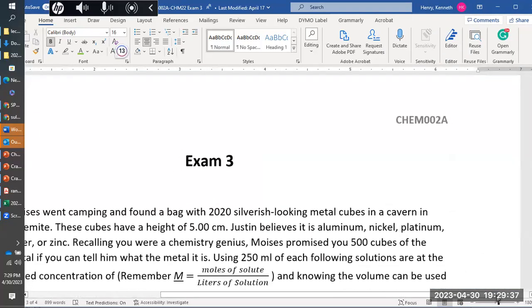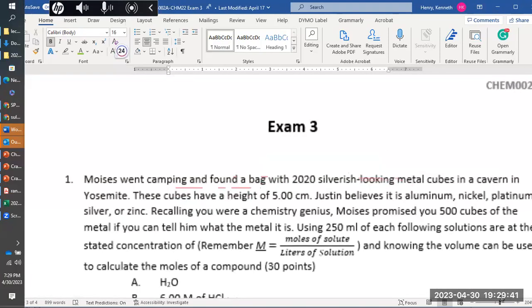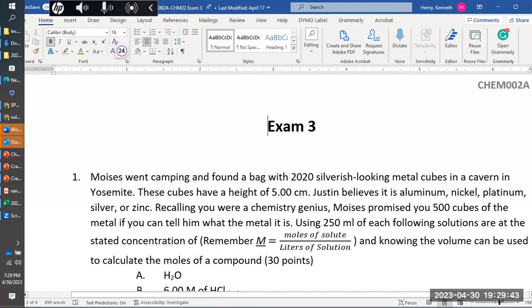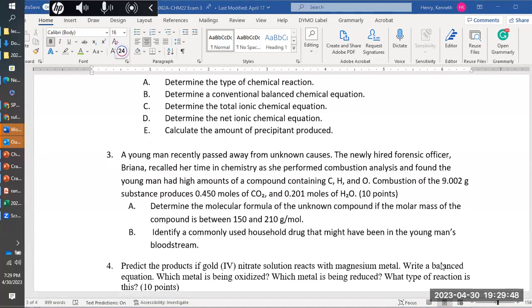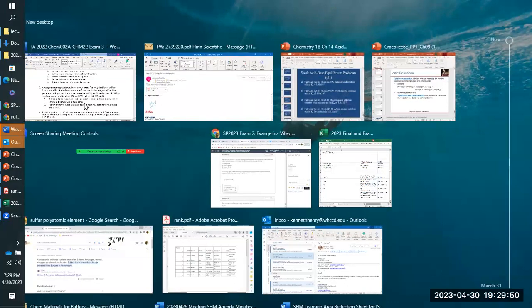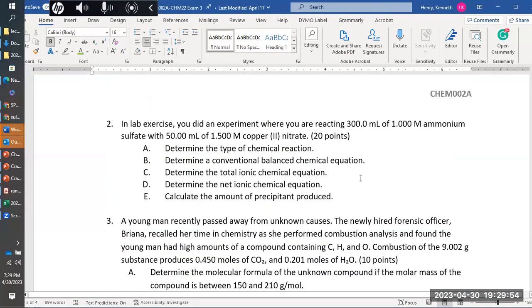Hold on. Get it big enough that you guys can see. It's the next page, I believe, Dr. Henry. Oops. Sorry. There we go. Okay. Thank you. So yes, number 2.